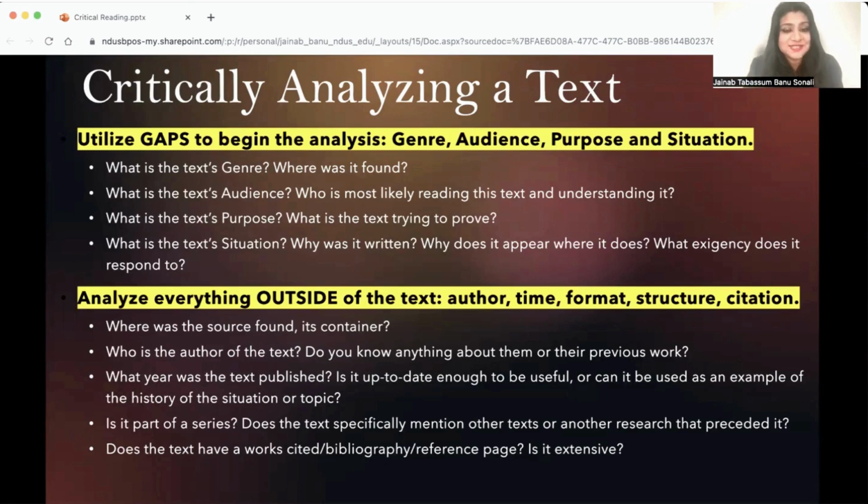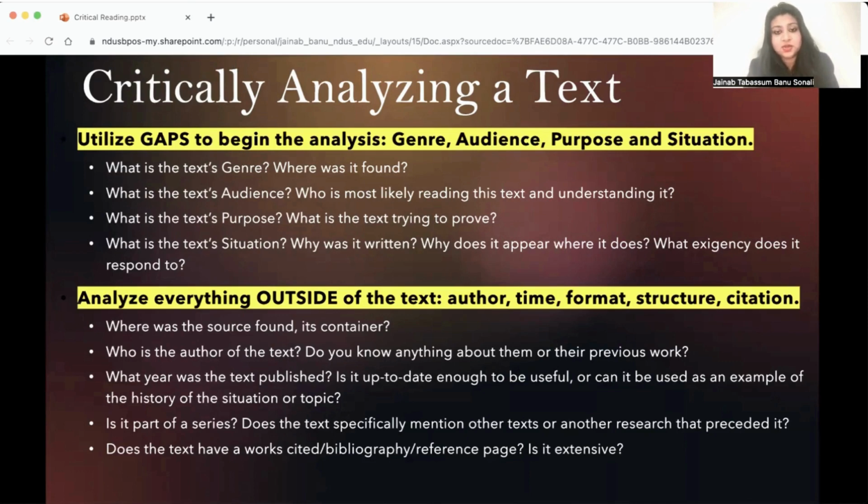Otherwise, it is very easy to dismiss or disregard a text and the authors, the producers or the stakeholders. But it is really, really important to acknowledge all these four things: genre, audience, purpose, and situations. Now, as I said before, critical reading is not like new criticism or practical criticism. Those are different things. Maybe I will make another video on those two things, or maybe some more theories.